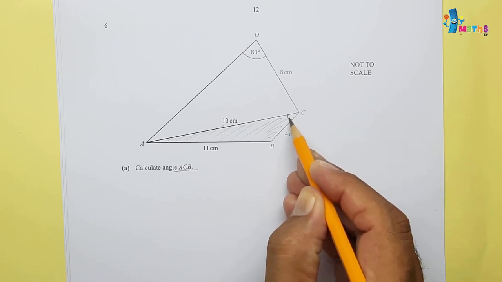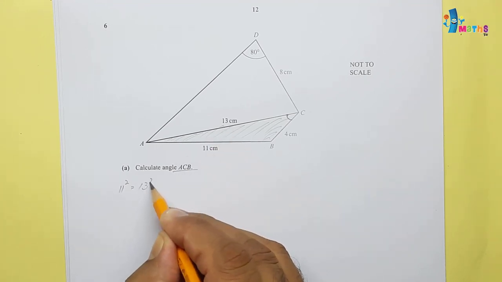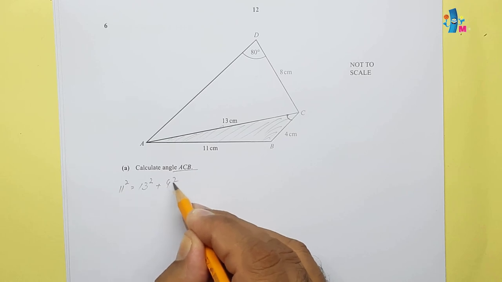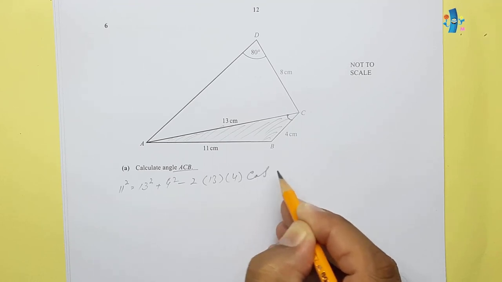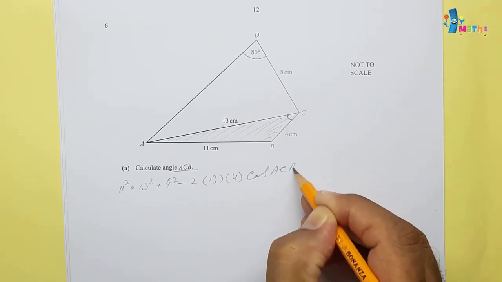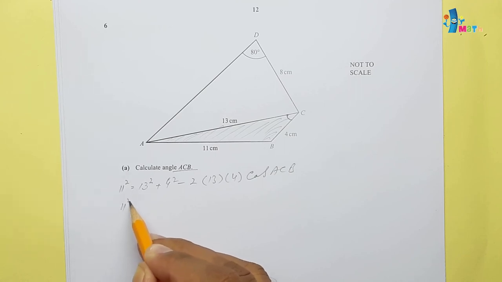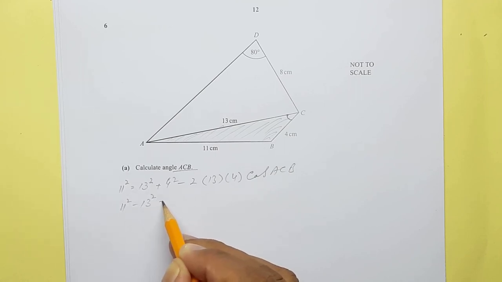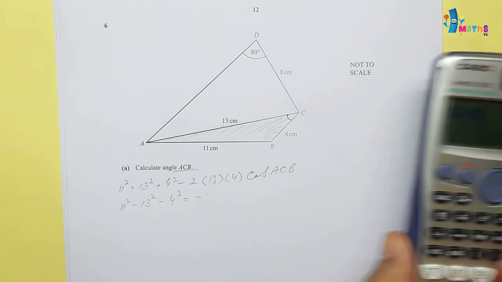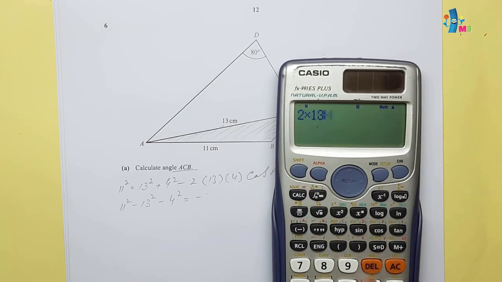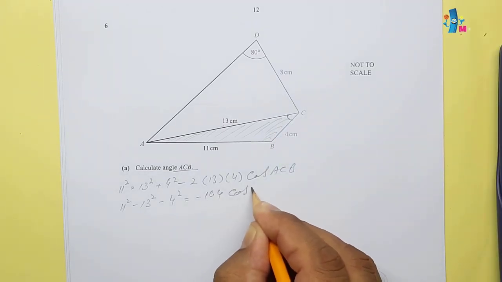So this angle is required, so we'll take the opposite side. So 11 squared is equal to this side squared, which is 13 squared, plus this side squared, which is 4 squared, minus 2 into 13 into 4, and cos of this angle, which is ACB, right? So now we will simplify this. We can shift 13 squared and 4 squared to this side. 2 into 13 into 4 will be equal to 104. So we can write 104 cos of ACB.